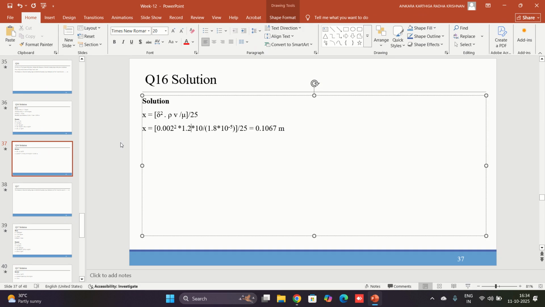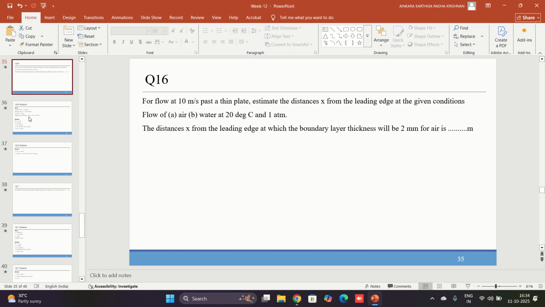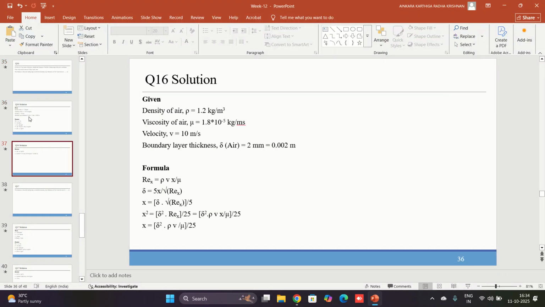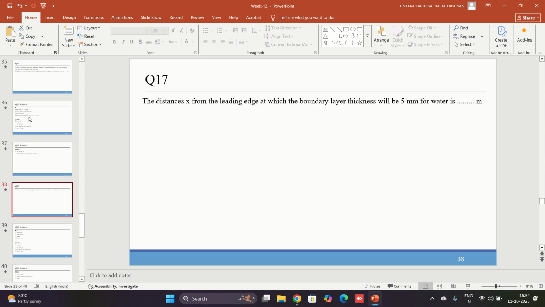So the distance x from the leading edge at which the boundary layer thickness will be 2 mm for air is 0.1067 meters, or in other words, 10.67 centimeters. So in the next question: the distance x from the leading edge at which the boundary layer thickness will be 5 mm for water is dash meters.